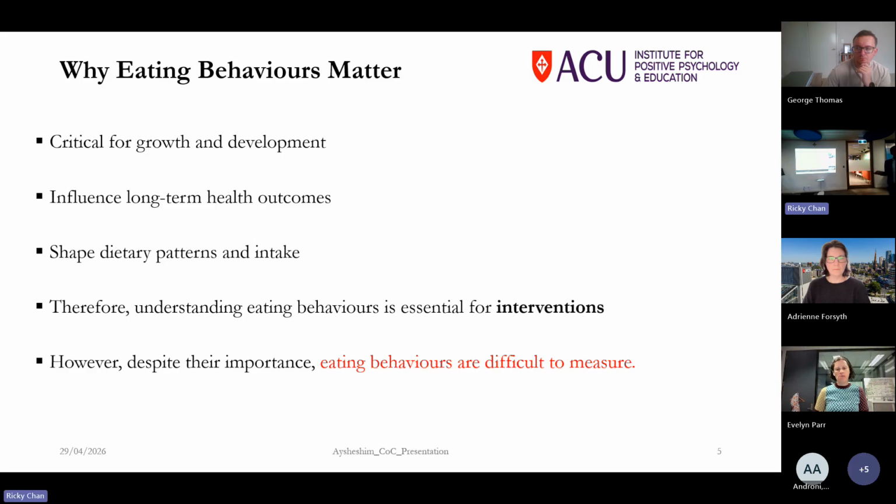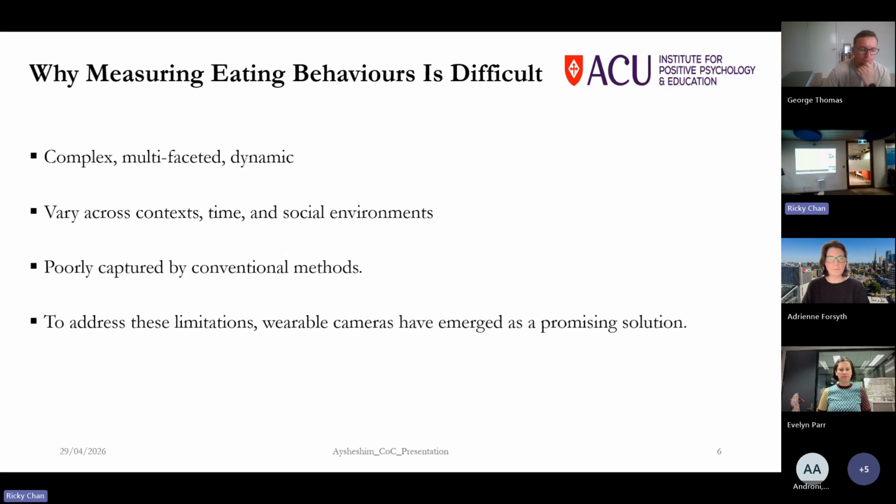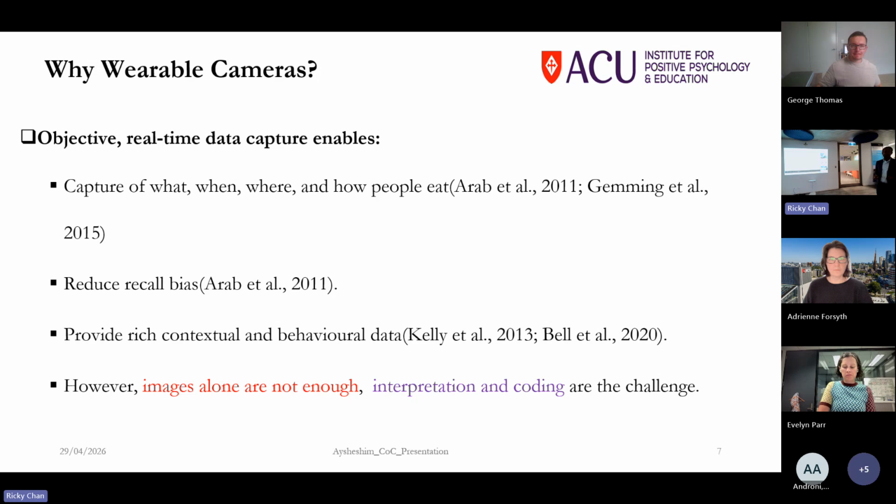Despite this importance, measuring eating behavior is difficult due to different factors. Eating behavior is very complex, with many factors, and dynamic with time, place, social environment, and others, which affect accurate estimation of eating behavior among children and adolescents, especially with questionnaire-based and conventional or traditional dietary assessment methods. To address this limitation, the most prominent approach suggested is wearable camera dietary assessment.